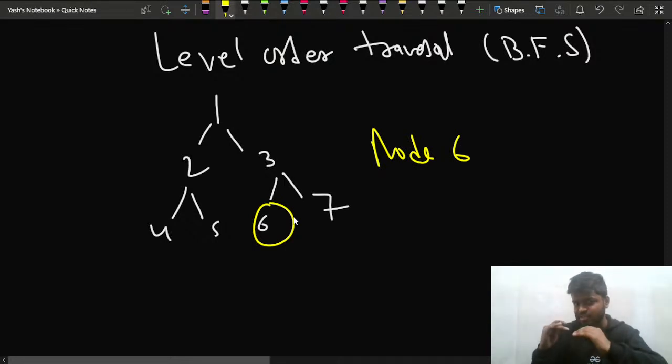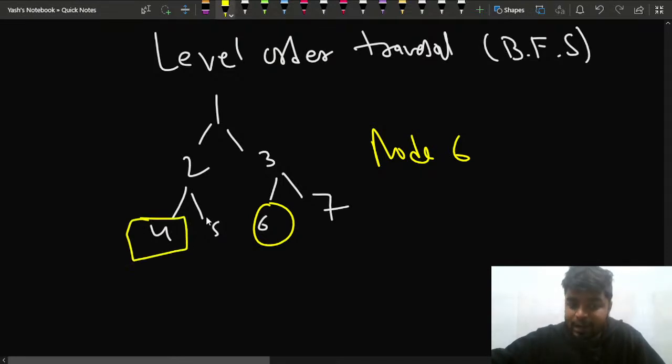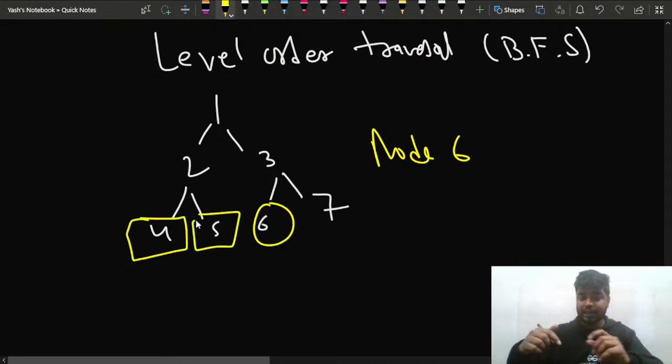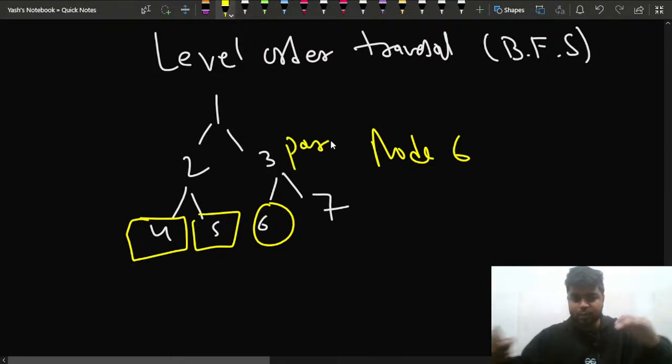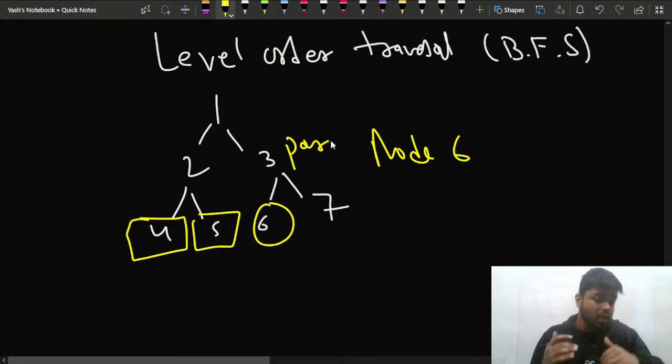I'll get access to all the nodes on the same level through a BFS, right? And I need to store all the nodes which are on the same level but belong to a different parent compared to 6's parent, that is, parent 3. Every other node which is on the same level but has a different parent will be my cousin.